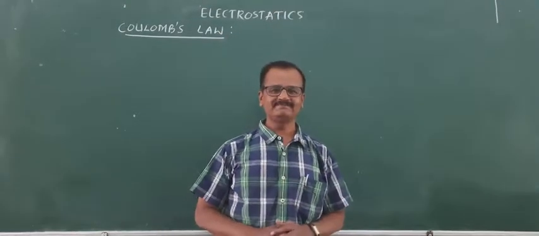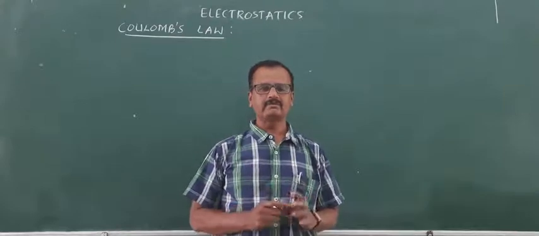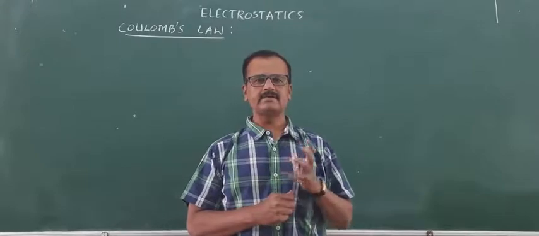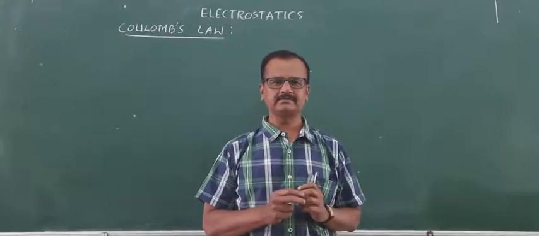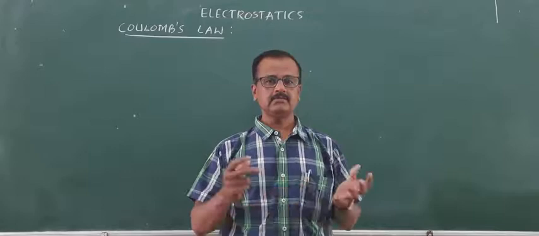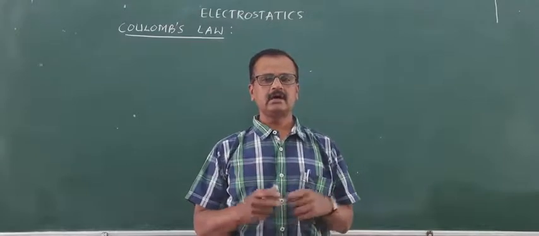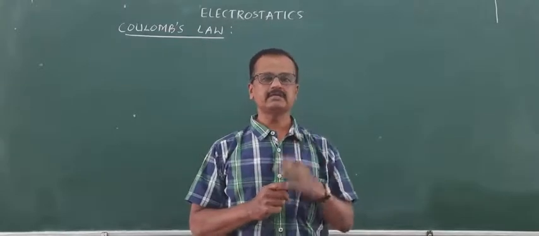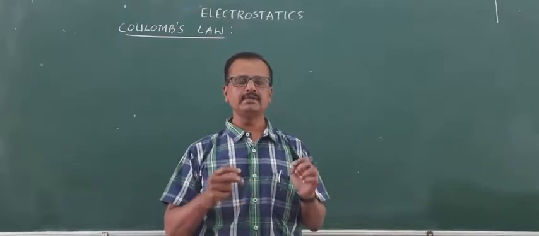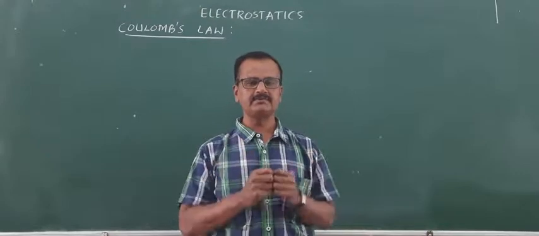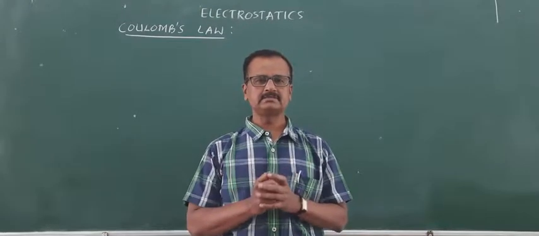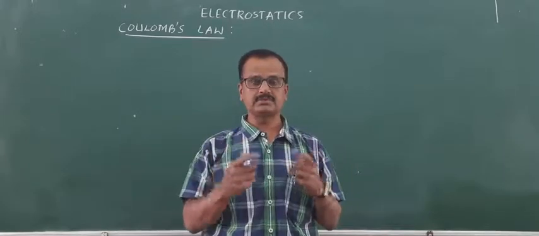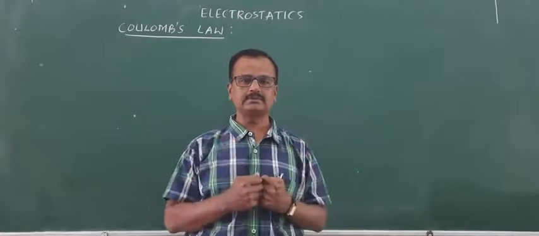Well, good morning, children. We all have studied the nature of electric charges. Like charges repel each other, unlike charges attract each other. Right? Now the question arises: how much will be the attractive force if it is a pair of unlike charges? How much will be the repulsive force if it is a pair of like charges? So, how to account for this force? How to calculate the force?